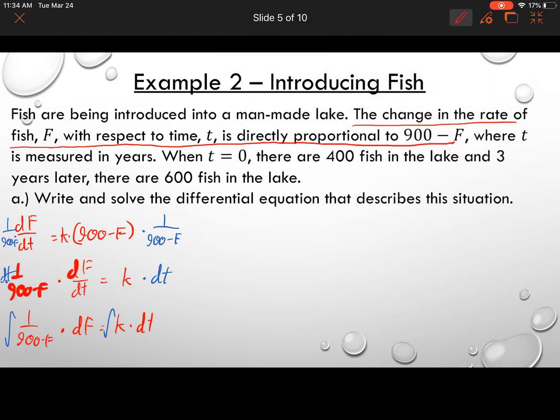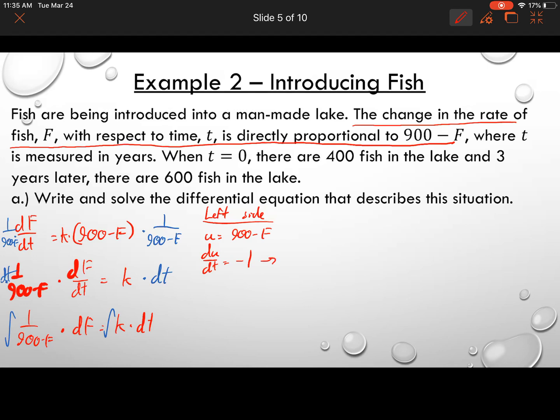Now, the right side should be pretty self-explanatory because it's just k, so the antiderivative is just kt. Now the left side, we're going to do a little substitution. We're going to make u equal to 900 minus f, which means that the derivative of this is just -1, because the derivative of 900 is just 0, and then the derivative of negative f is just -1.